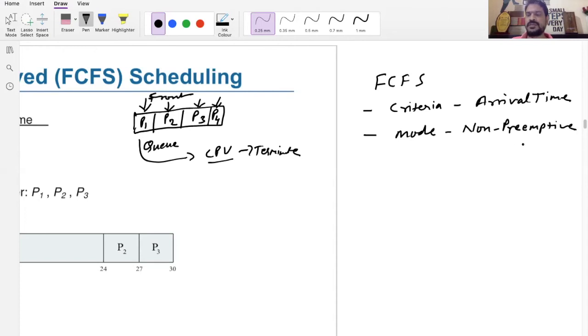What is the meaning of non-preemptive? It means once the process is allocated the CPU, it will execute all its instructions and then go to the terminate state. So there will be no line from, let's say, ready to running to terminate. If a process comes from ready to running, then from running it will go to terminate. There is no transition from running to ready. This transition is not there in the first come first serve algorithm.